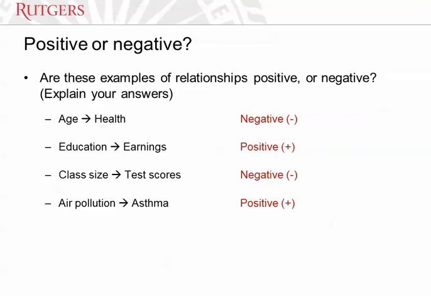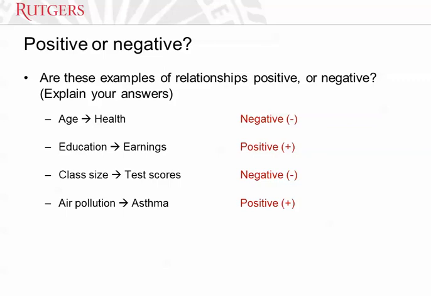Education and earnings. Now that's a positive relationship, because higher levels of education lead to higher earnings, and in turn lower levels of education lead to lower earnings. So both variables travel together. They covary in the same direction, and that means the relationship is positive.